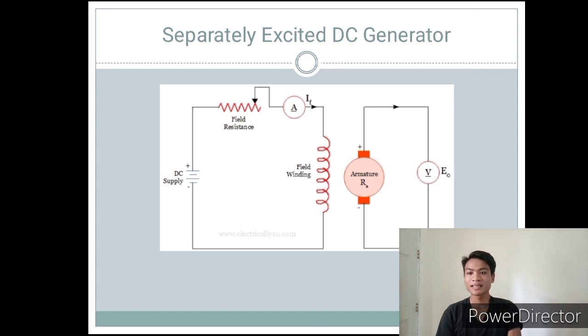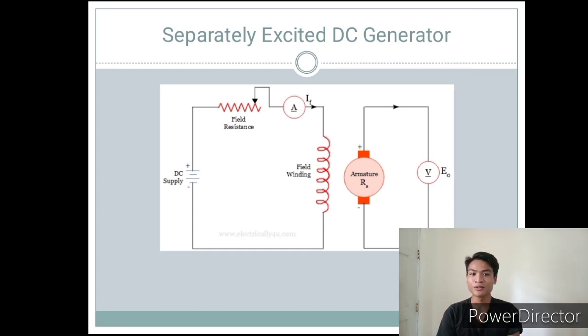A separately excited DC generator is the one whose field winding is supplied by an independent external DC source. Yung example po nun is yung mga battery natin na merong unit na positive or negative sign, hindi kasi gagana kung hindi nakatapat yung positive sa positive and negative sa negative.